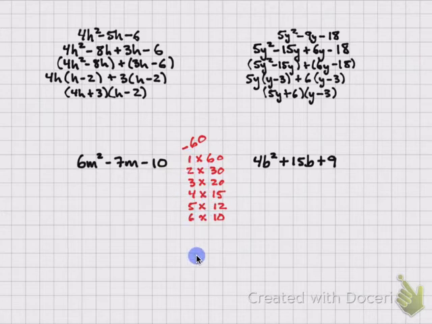So the question is, is there any way to take a pair of these numbers, one of which is negative and one of which is positive, and have them add to give negative 7? Why don't you take a look and see if you can find it? Well, my claim is if we did 5 times negative 12, that is negative 60, and 5 plus negative 12 is negative 7. So if we split up this negative 7m into a 5m minus 12m, or negative 12m plus 5m, we will then have a polynomial that we can factor by grouping.